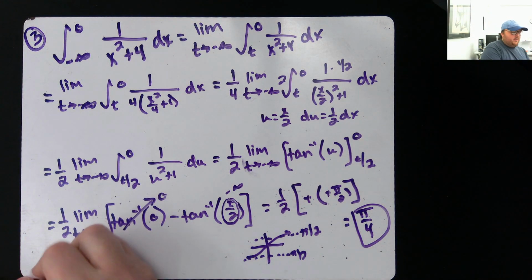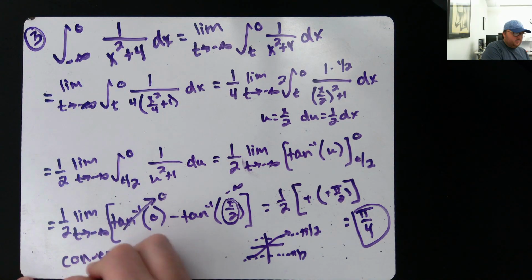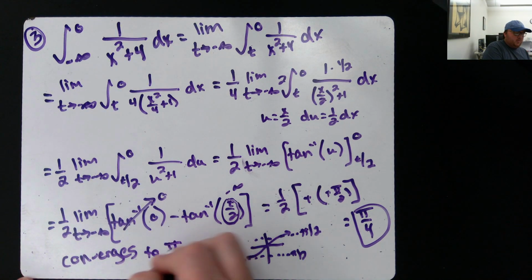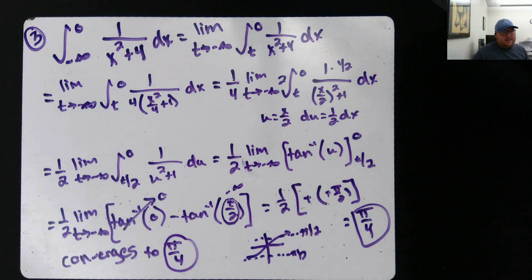So this means it converges to pi over 4. If any of that trig stuff doesn't make sense, let me know. I will be happy to help you out. It's really helpful to know a lot of trig, is the point there.